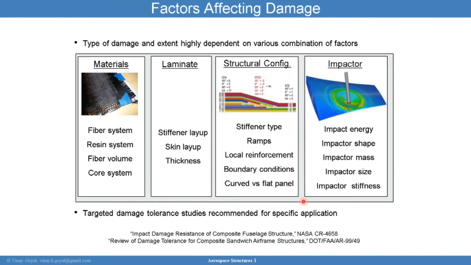So the type of damage and extent of damage depends on a lot of different factors. The materials that you use, like Kevlar, is a good fiber system because it can resist impact damage quite significantly, which is why it's used in law enforcement, for example, for bullet protection, as an example.